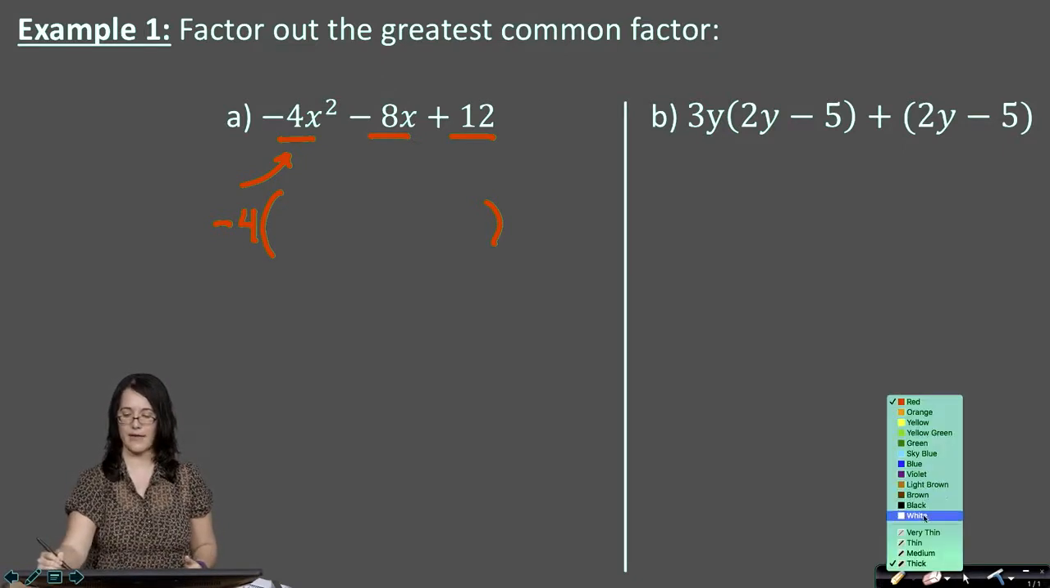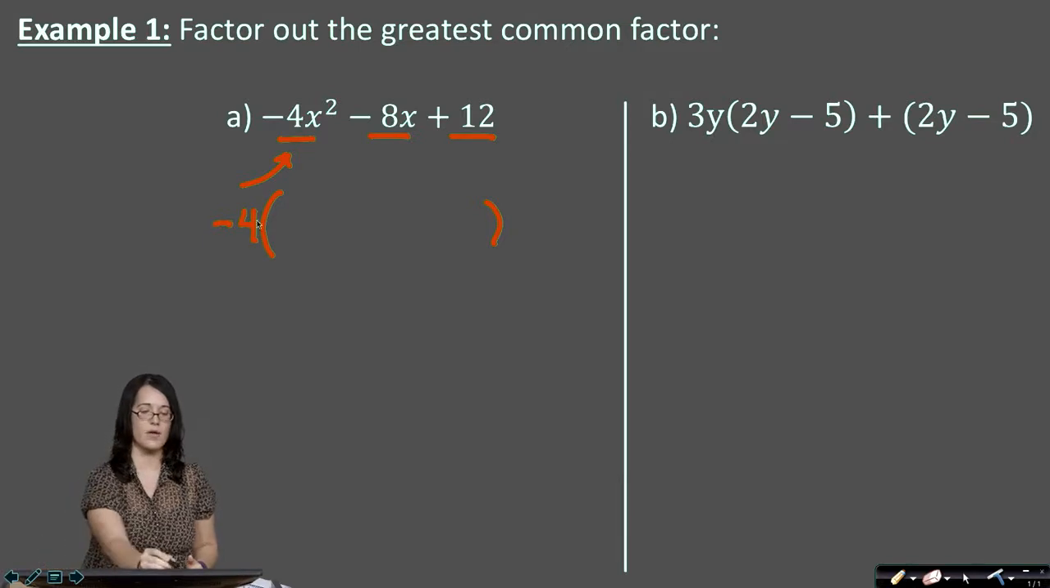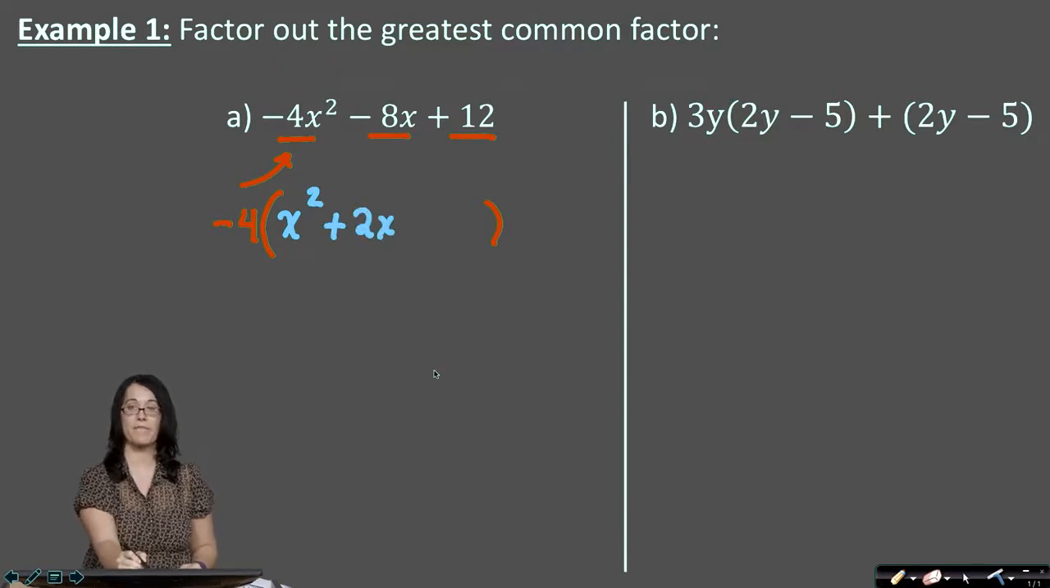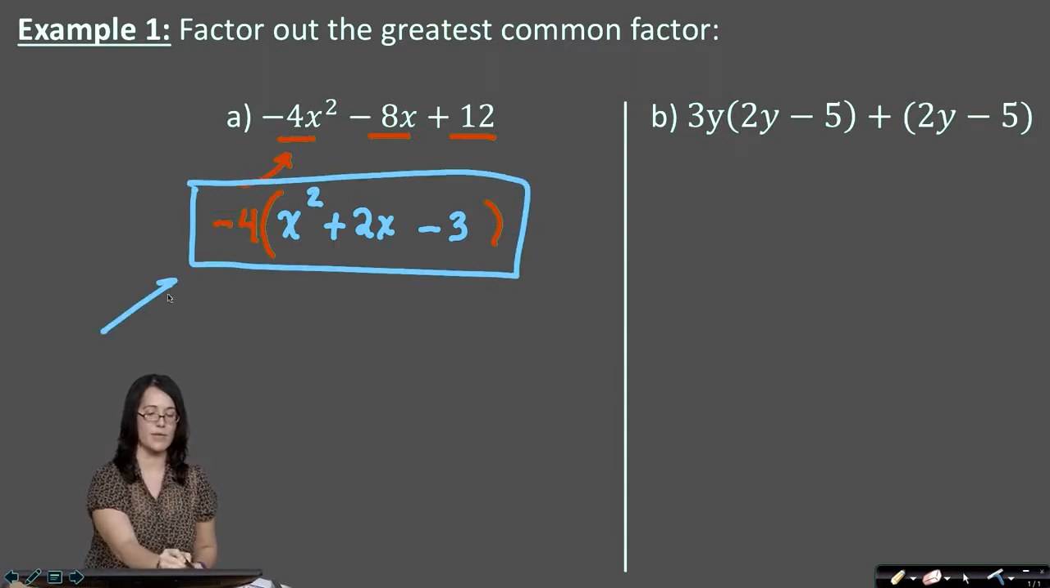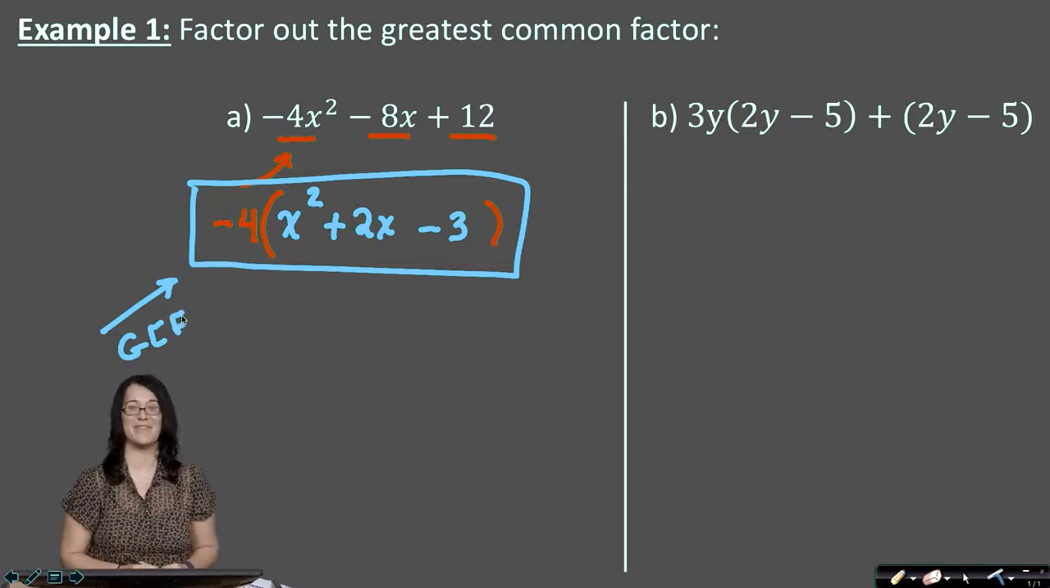After you factored out that negative 4, you should have said, negative 4 times what gives me my first term? Yeah, that's right, just x squared. Well done. How about negative 4 times what gives you negative 8x? Yep, positive 2x. Great job. And finally, negative 4 times what gives you 12? Yep, negative 3, that's correct. Okay, so what we've noticed here is that we've factored out our GCF of negative 4, and this is what we got after factoring out the GCF.